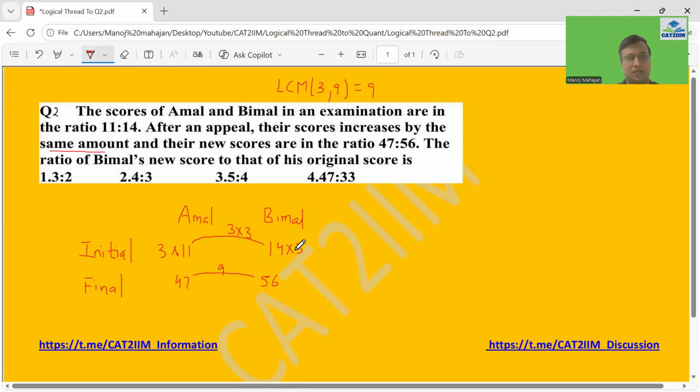So let's read the final thing they're asking: the ratio of Vimal's new score. What is the new score in this scenario? 56. Let me put it over here. What is the original score in this scenario? 42. So we just need to find the ratio. We are done with the answer, that is 4/3, which is your option number 2.